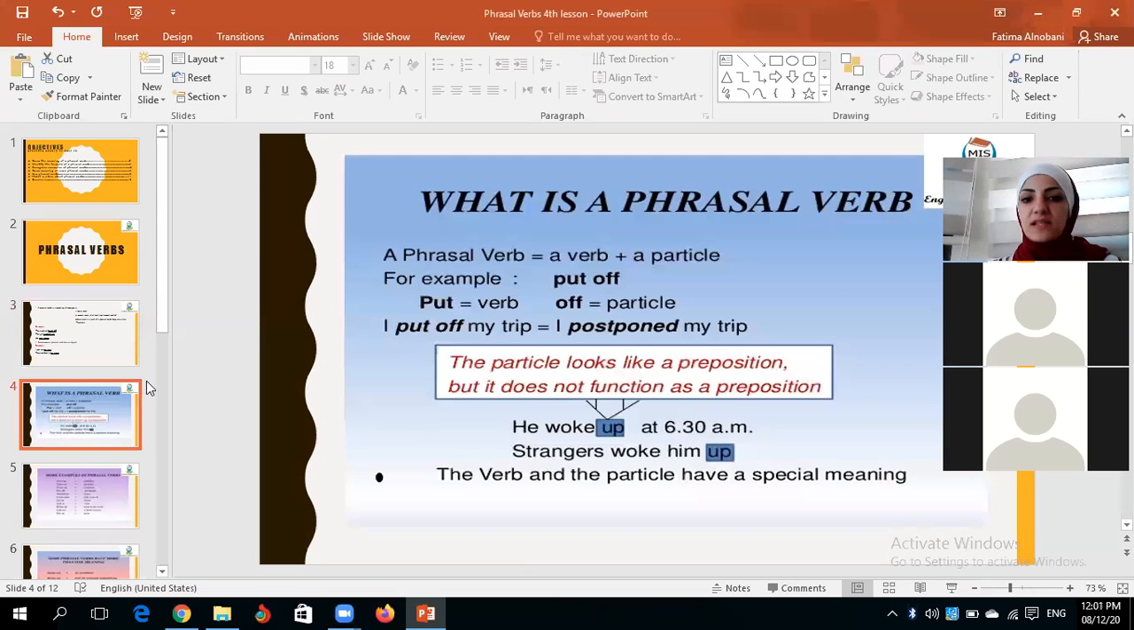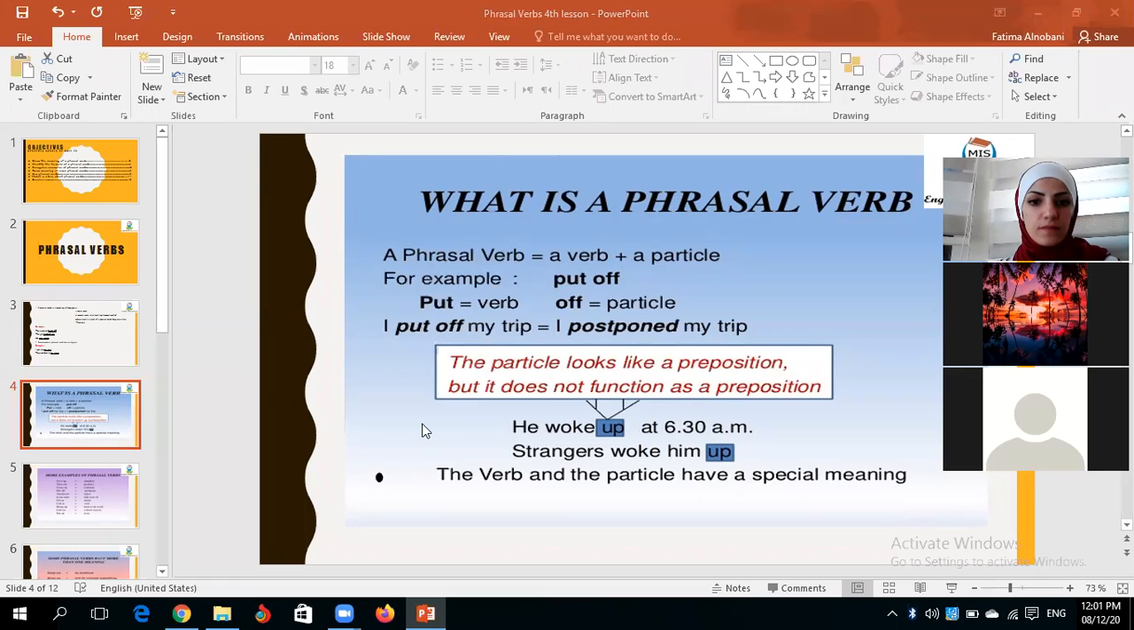What is a phrasal verb? Who can read the first part for us here? A phrasal verb equals what? Maya, can you read it for us, this slide? Yes. Yalla, Mimi.